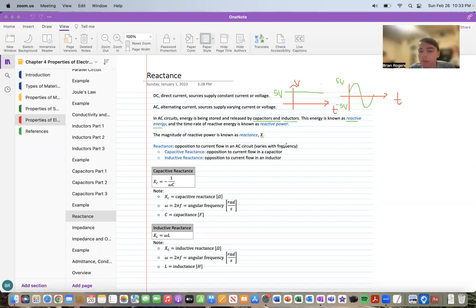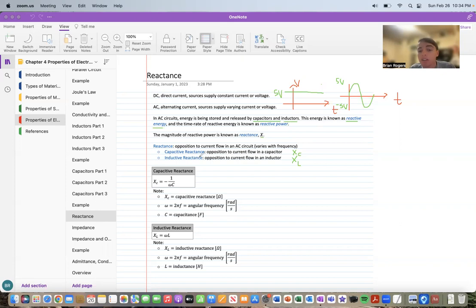We can have capacitive reactance, which would be capital X sub C, or we can have inductive reactance, which is X sub L. Those are the two we often talk about. Capacitive reactance in general refers to opposition to current flow in an AC circuit, and it varies with frequency. So take that into account, that how much opposition it will have is dependent upon the frequency.